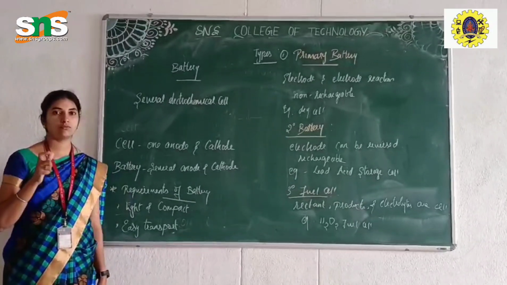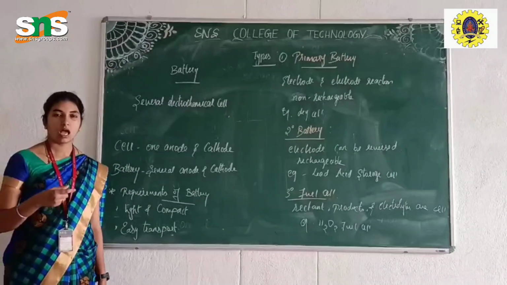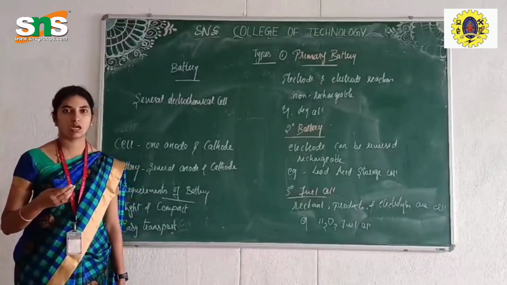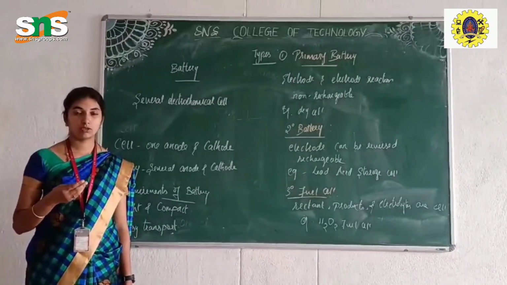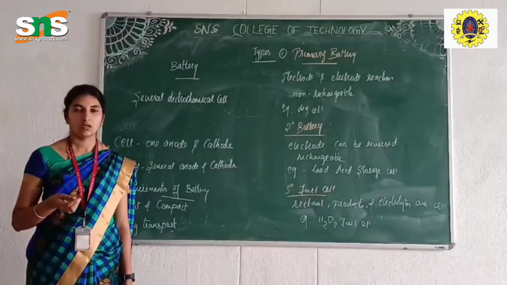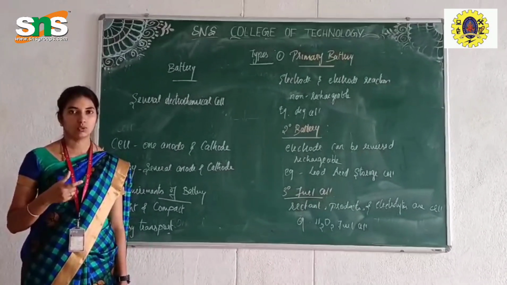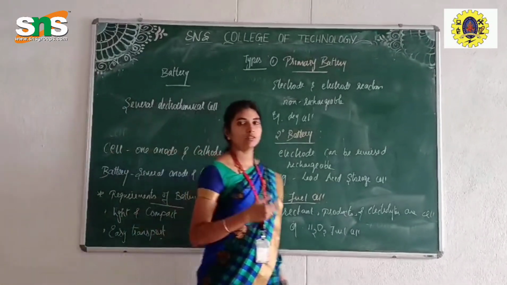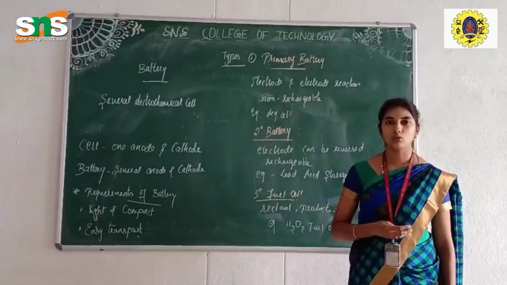Whenever we have a battery, what are the requirements to use it? It should be light and compact, very easy to transport, and it should be a reusable battery. So these are the basic requirements for how batteries can be used. And the batteries can be classified into three types: one is the primary battery, the other is the secondary battery, and the third is the fuel battery.